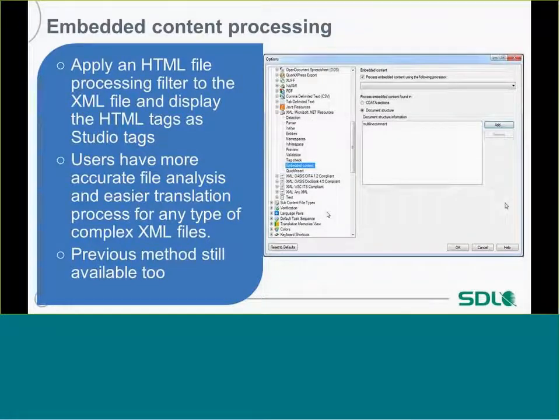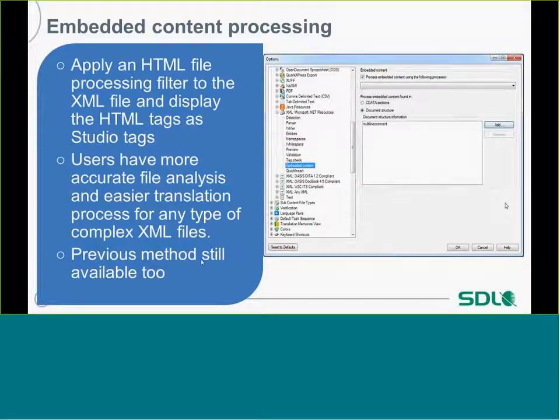We're seeing more people having to translate files such as XML, and often these XML files can be pretty complex. It can be a combination not only of XML but also contain HTML inside them. So we have updated the XML filter to now allow you to deal with this embedded content. So you can display the HTML tags as Studio tags. This brings you more accurate file analysis and makes it easier to translate and process these file types with complex XML files.